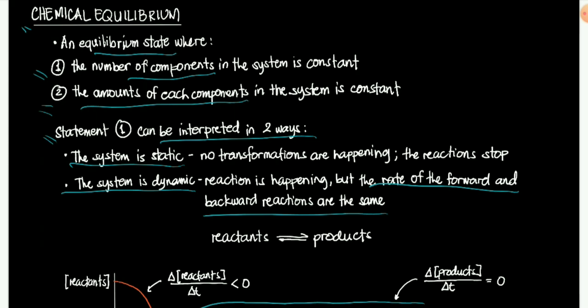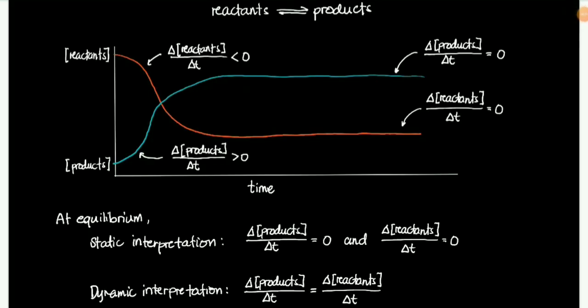So kapag static yung system, wala talagang nangyayari. Okay? Hindi ka nagkakaroon ng transformation whatsoever. Pero kapag dynamic, okay, ang system mo ay merong reactions pero hindi natin apparently napapansin. Okay? So, paano natin i-establish yung equilibrium state?